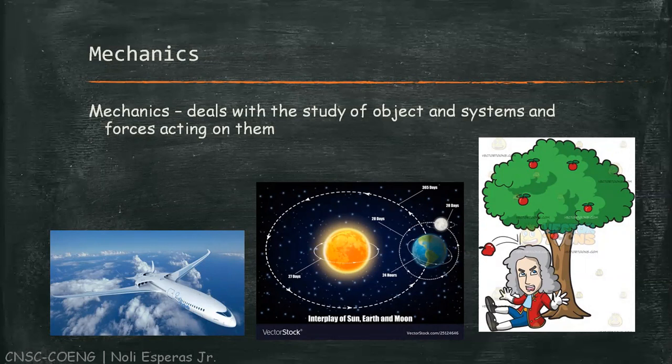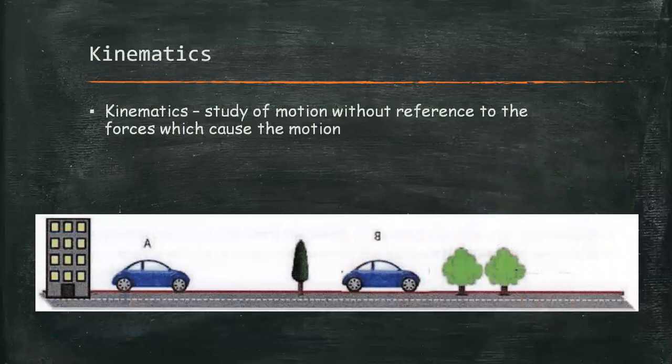So we have three branches of mechanics. First in line we have kinematics, which is the study of motion without reference to the forces which cause the motion. It describes the position, the velocity, and the acceleration of the motion, such as how does a car move from point A to point B?